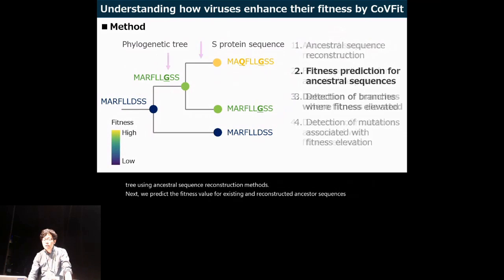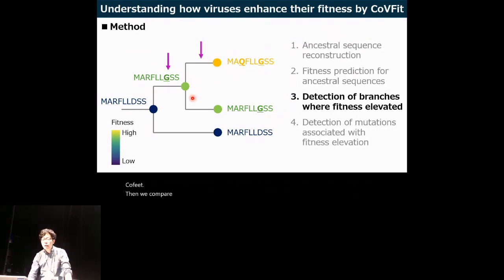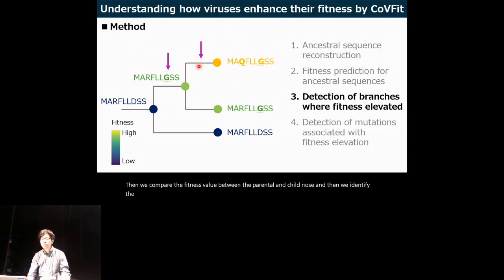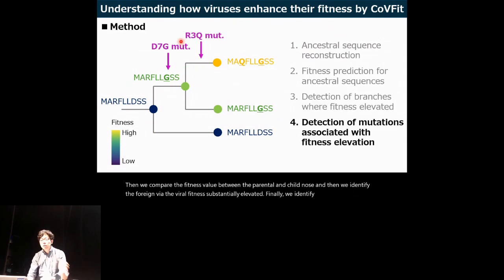Then, we compare the fitness value between the parental and child nodes, and then we identify the phylogenetic branch where the viral fitness substantially elevated. Finally, we identify the mutation associated with such a fitness elevation event.